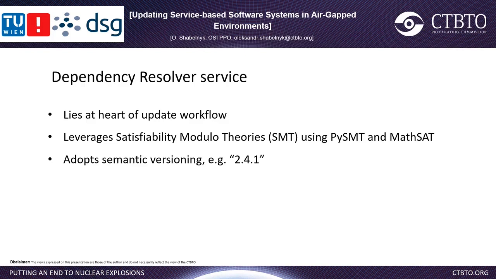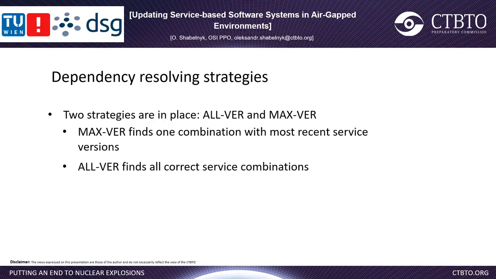Secondly, it adopts the so-called semantic versioning, where three numbers separated by a dot are used, for example, 2.4.1. We employ two strategies, AllVer and MaxVer, to calculate a right combination of service versions. MaxVer derives only the most recent service versions, whereas AllVer finds all suitable version combinations. MaxVer is intuitively less computationally expensive and is the preferred strategy to use. However, with AllVer, the user has more flexibility and the performance is acceptable for small input sizes.